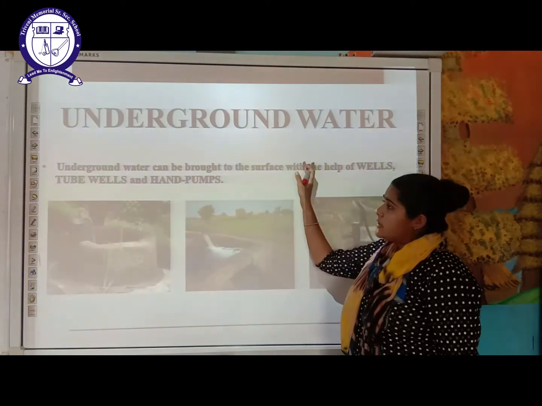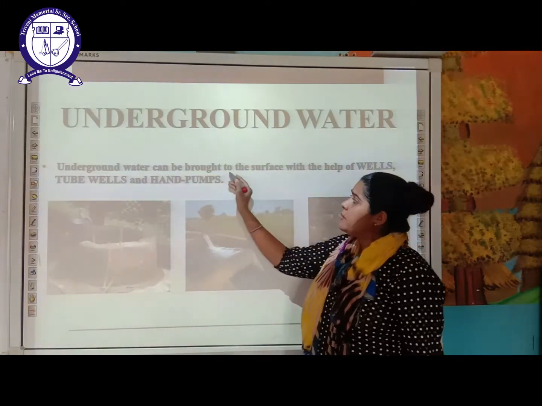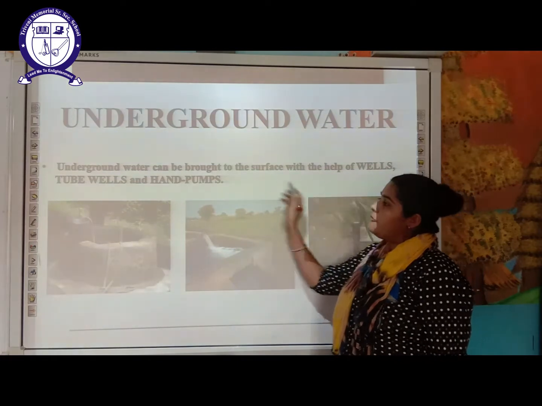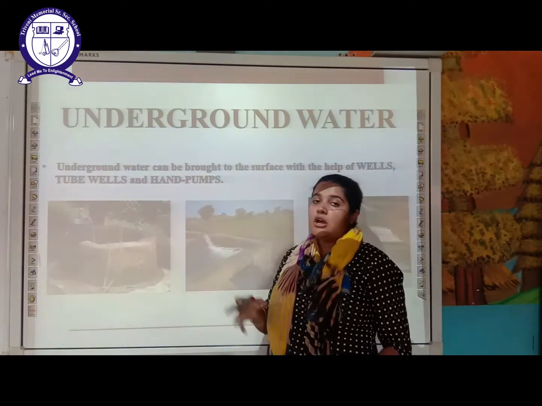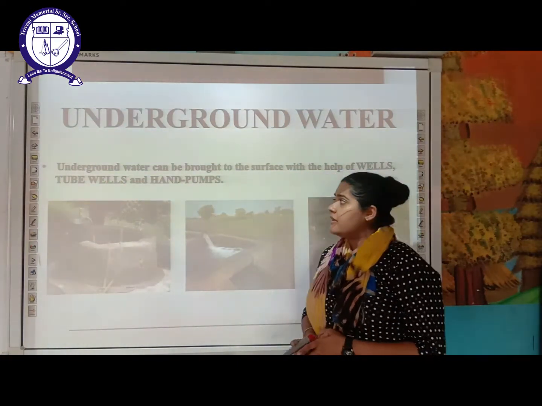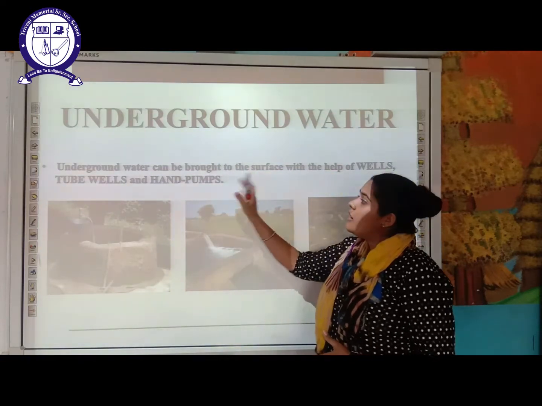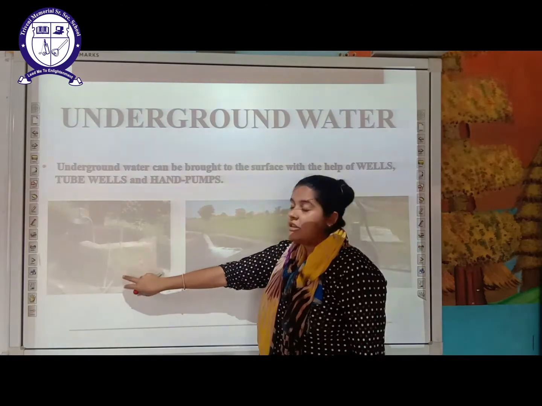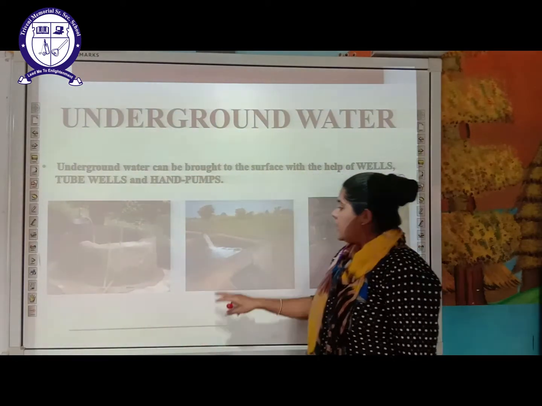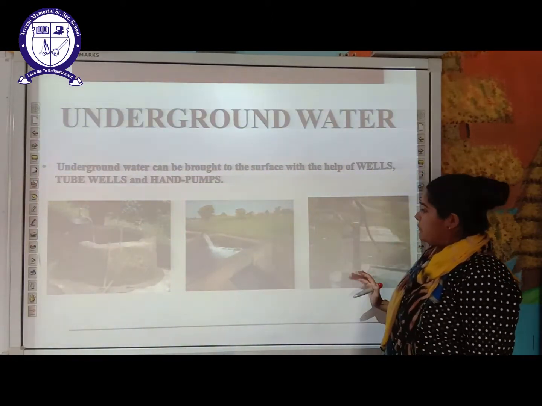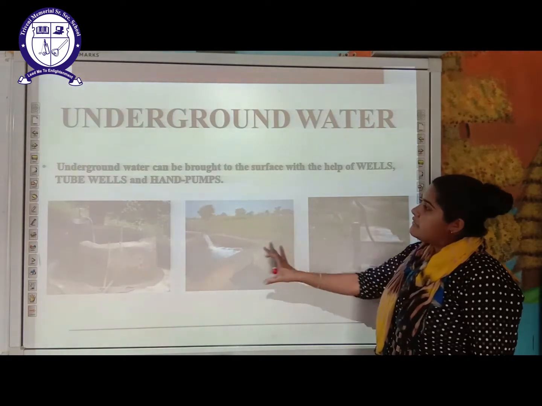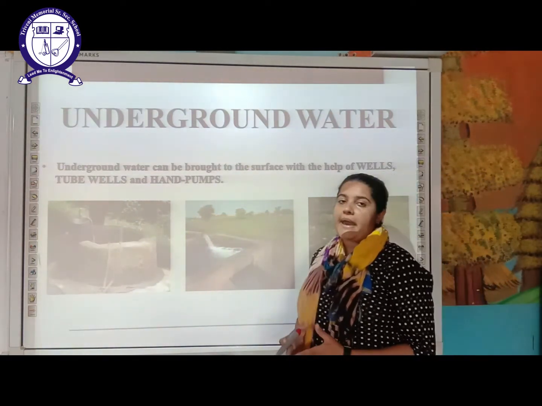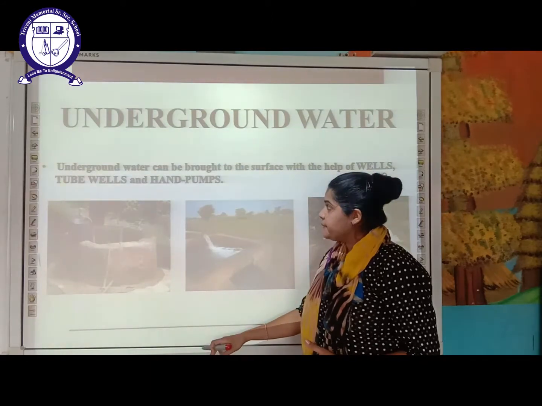Next, underground water can be brought to the surface with the help of wells, tube wells and hand pumps. By these three ways, we can bring the underground water back to the surface. You might have seen these in villages. These are wells, this is a tube well, and these are hand pumps. These are all the various ways in which we can bring back the underground water.